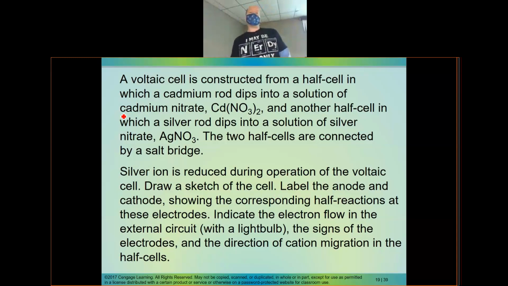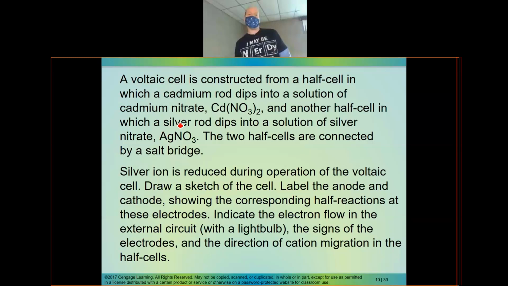All right, so a voltaic cell. We now know it's spontaneous. So as soon as you see this, you know it's spontaneous. It's going to generate electric current. Delta G is negative. All right, and so we're going to have a half cell in which the cadmium rod dips into a solution of cadmium nitrate. All right, so we do the net ionic. So this is cadmium solid, and this is cadmium plus 2.